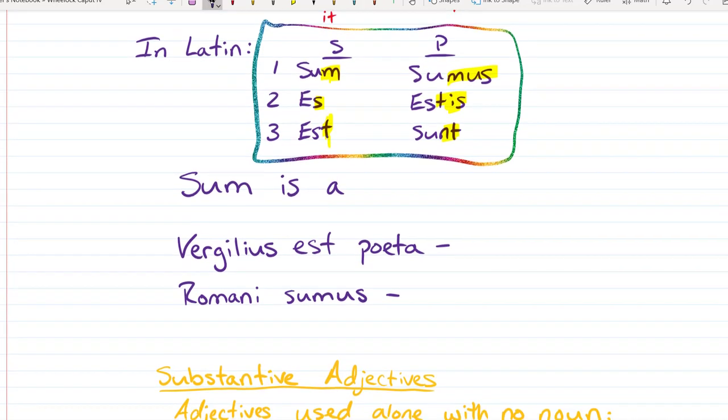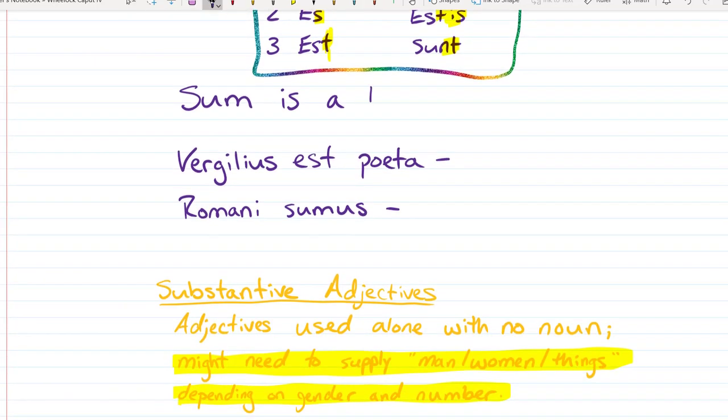But the verb to be, sum, is what's called a linking verb. You can almost think of this as an equal sign. Okay? And what does that mean? It means that it's linking something on one side of it to the other side of it. Essentially linking a noun with either another noun or with an adjective.